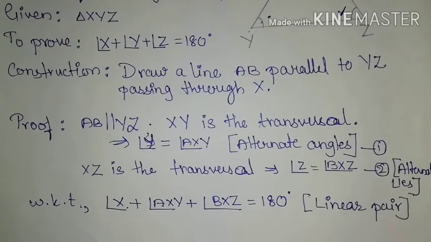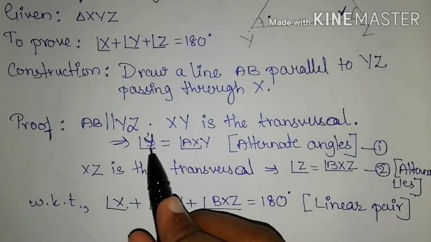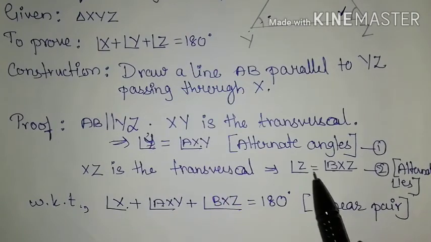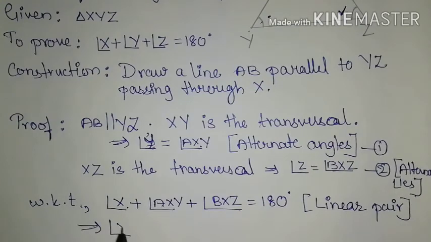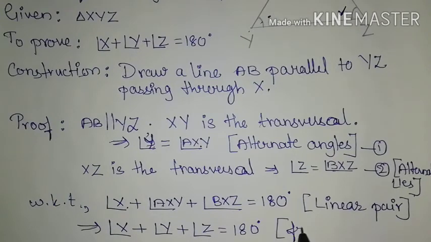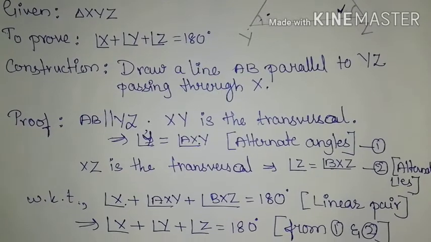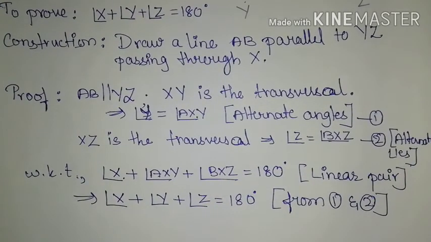But from our result, we got that AXY is equal to angle Y and BXZ is equal to angle Z. So this implies angle X plus angle Y plus angle Z is equal to 180 degrees from results 1 and 2. This is a very important proof, children, so make sure that you practice it multiple times. If you have any doubts, then please pause the video or rewind it and go through it many more times until you understand it. It is a very, very important proof.